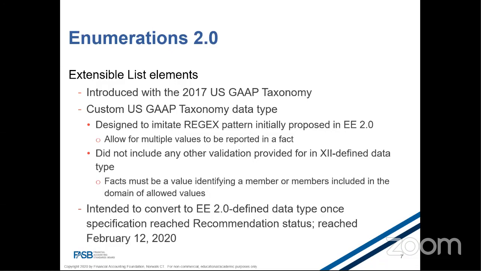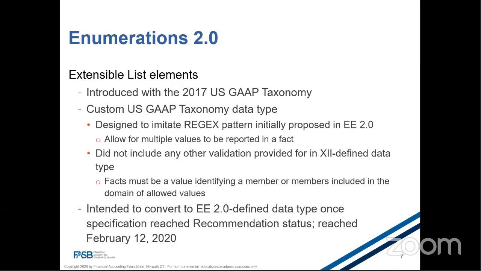Okay, so enumerations 2.0 or EE 2.0, the extensible list elements. We introduced those with the 2017 US GAAP taxonomy. It was a custom US GAAP taxonomy data type, defined in the US type schema, and it was designed to imitate the regular expression pattern that was initially being proposed by the specifications working group in the EE 2.0 working document. And it allowed for multiple values to be reported in effect.